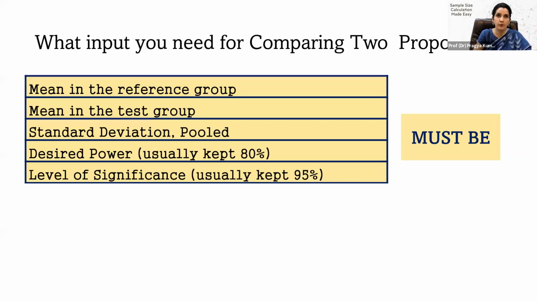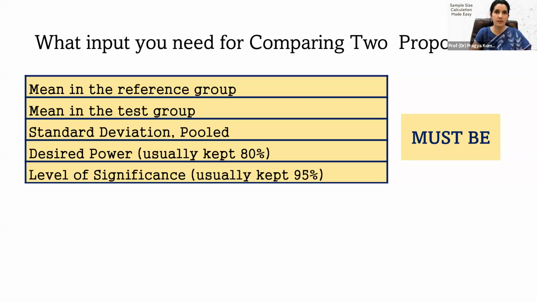So what input do we need for comparing two proportions? We see the mean in the reference group. We look for the mean in the test group. And if there is a difference in mean, that is also okay. Then we should have the pooled standard deviation. Because the standard deviation of one group will be different from the other group, using that formula you should calculate the pooled standard deviation.